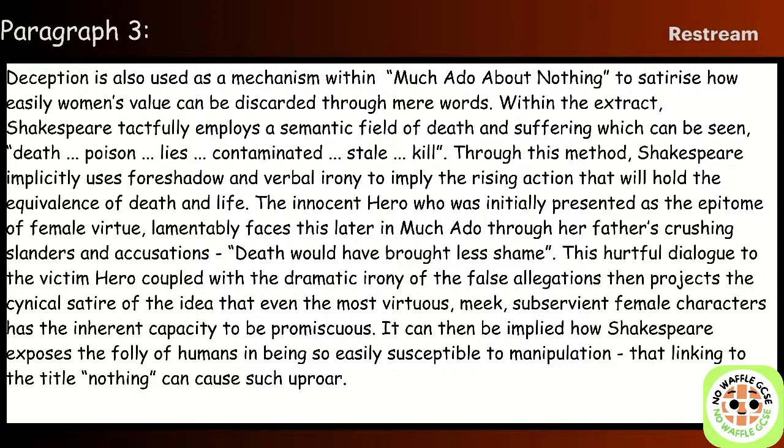Now, it can then be implied that Shakespeare exposes the folly of humans in being so easily susceptible to manipulation. They're so gullible, especially Claudio, but in many cases, Leonato as well. That links to the title: nothing can cause such an uproar. So just always try and link in the title in any points you can. So Much Ado About Nothing, it literally talks about how such a big uproar is made about literally nothing, about lies and manipulation.